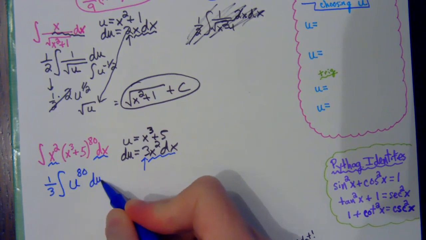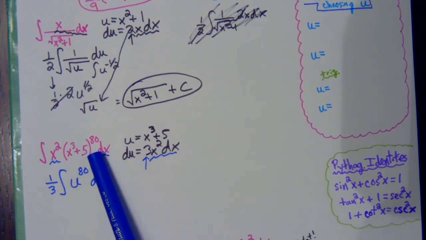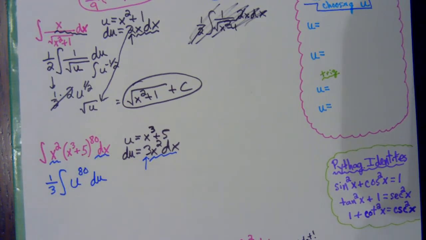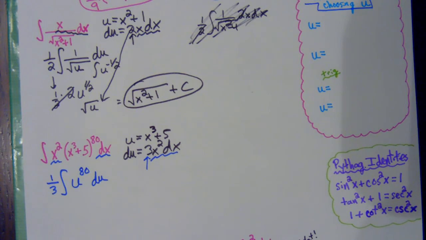And then you got the du. So if that was like an x cubed plus 5 squared, I could easily just multiply that all out and use my easy power rules when I integrate that stuff. But if you go to the 80th power, you're not going to have that option.